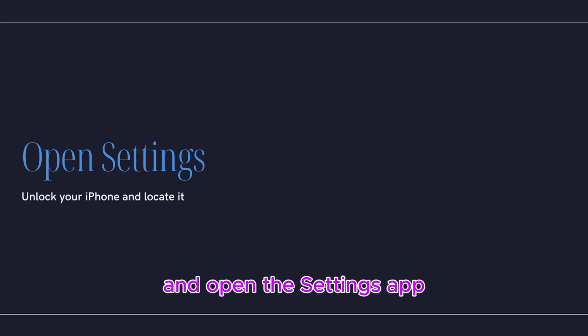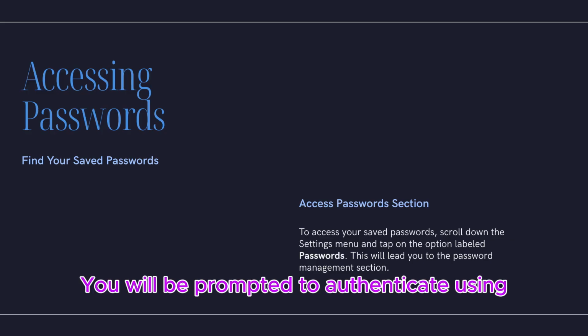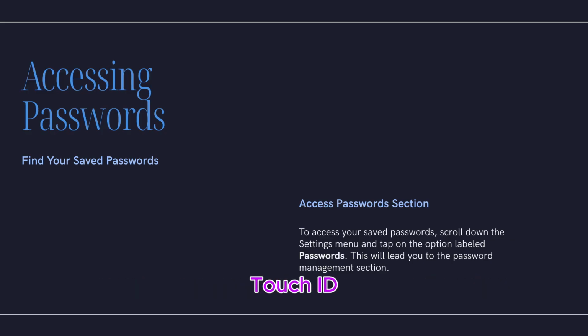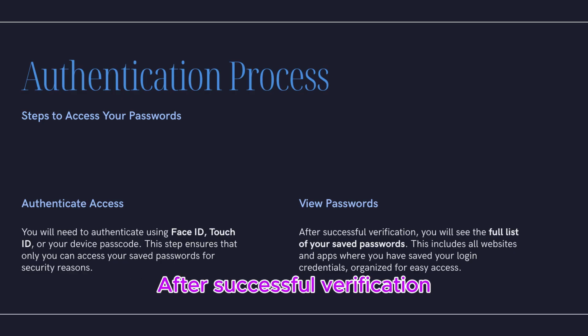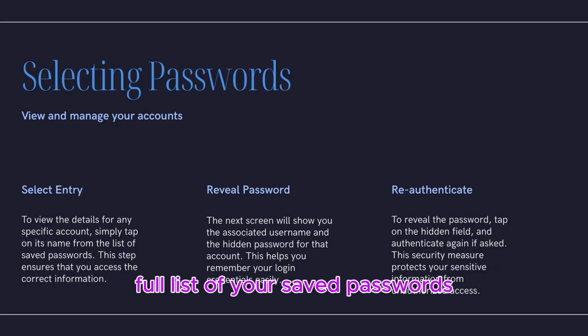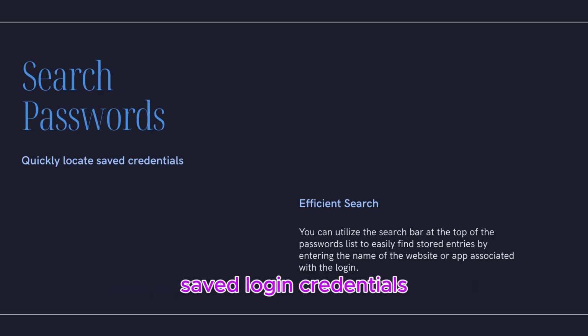Unlock your device and open the Settings app. Scroll down the list and tap on the option labeled Passwords. You will be prompted to authenticate using Face ID, Touch ID, or your device passcode for security. After successful verification, you will see the full list of your saved passwords. This list includes all websites and apps for which you have saved login credentials.